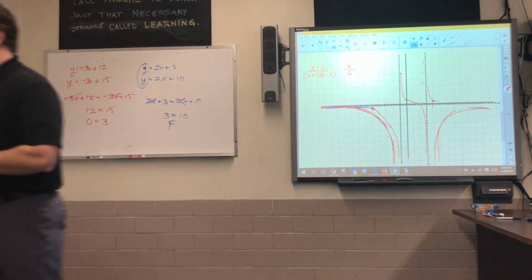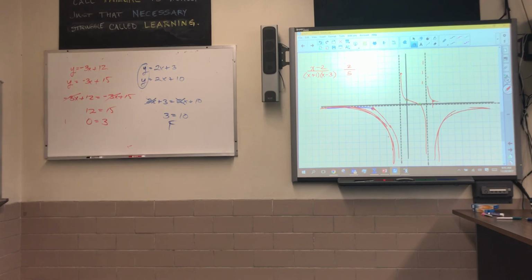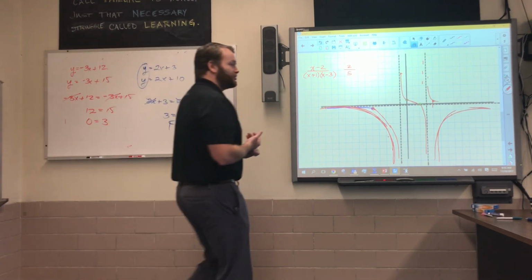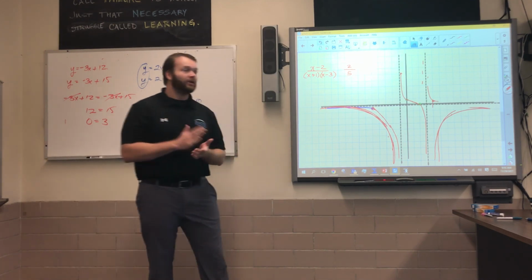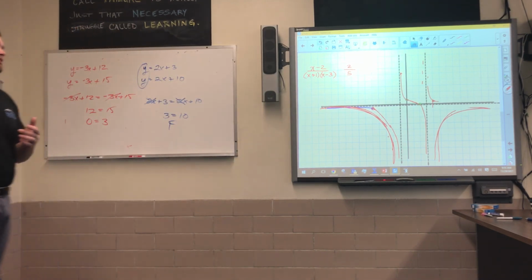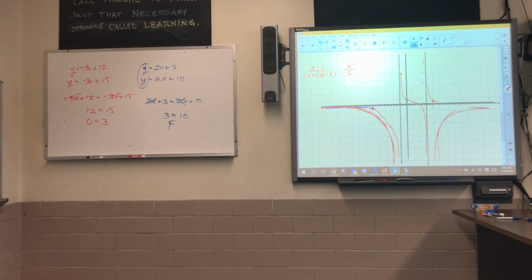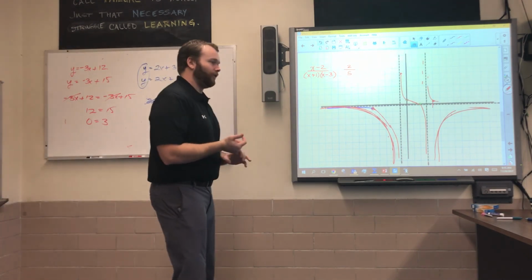Tomorrow we'll talk about the situation where we end up with the numerator being a greater degree than the denominator, so our y values increase without bound when we choose very large values of x. So we'll talk about how to do that. Those are slant asymptotes.